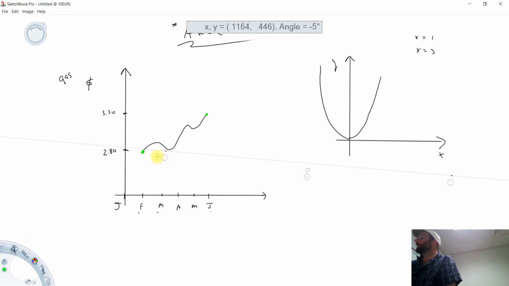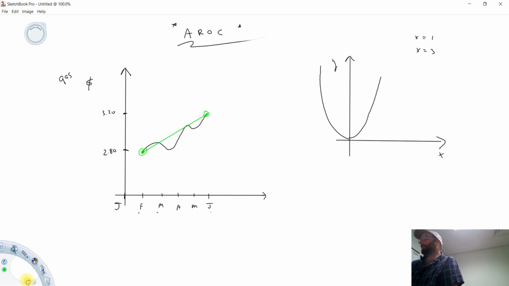And the average rate of change is the slope of this green line. Sometimes the price was going up, like in this region, this region, and this region. But sometimes during those 4 months it was going down, like here and here. But overall, over the 4 month time frame, it started here and ended here. So what's called the average rate of change is the slope of that line.